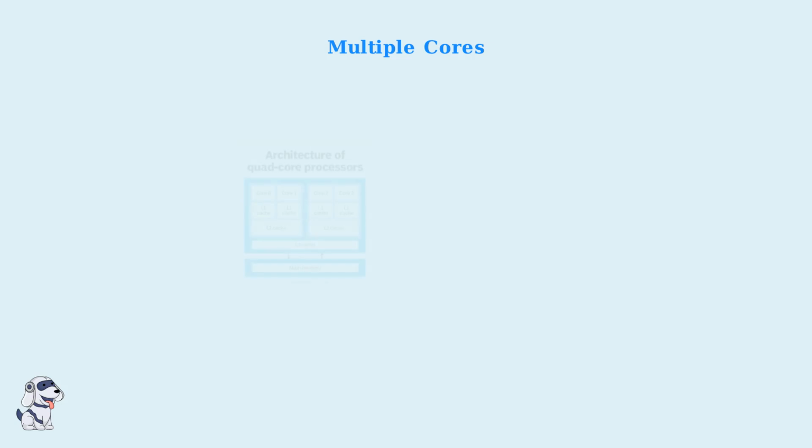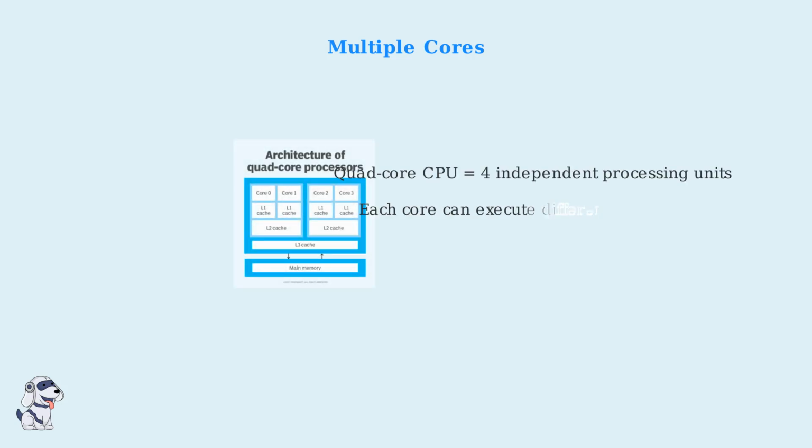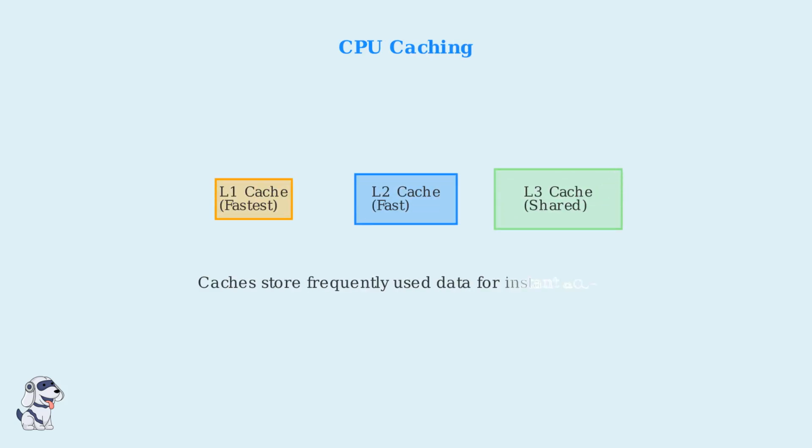Modern CPUs have multiple cores, independent processing units within a single chip. Each core can execute instructions simultaneously, dramatically improving performance for multitasking. Caches are small, extremely fast memory areas built into the CPU. They store frequently accessed data and instructions, reducing the need to access slower main memory and significantly speeding up operations.